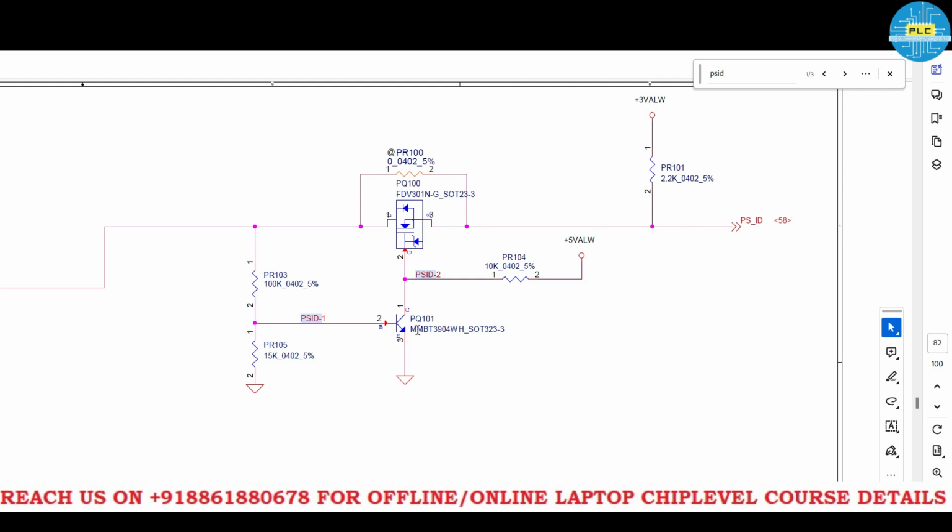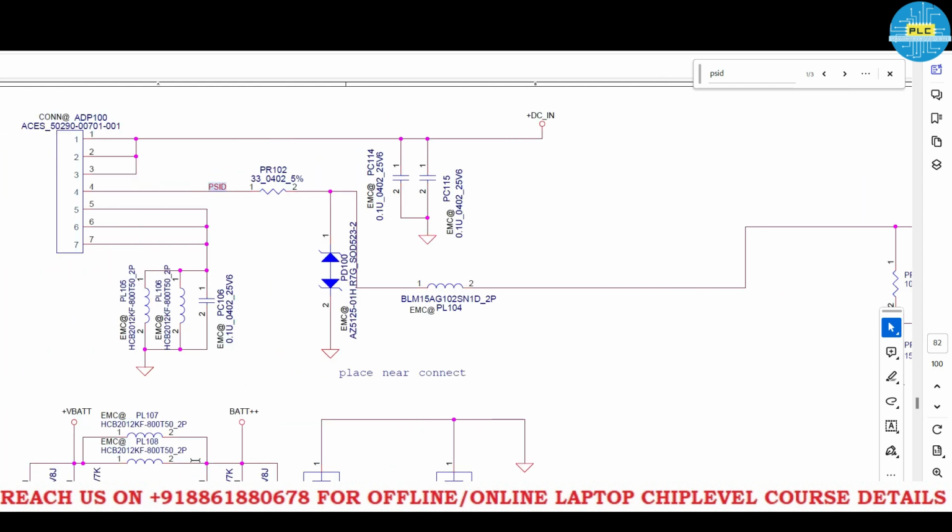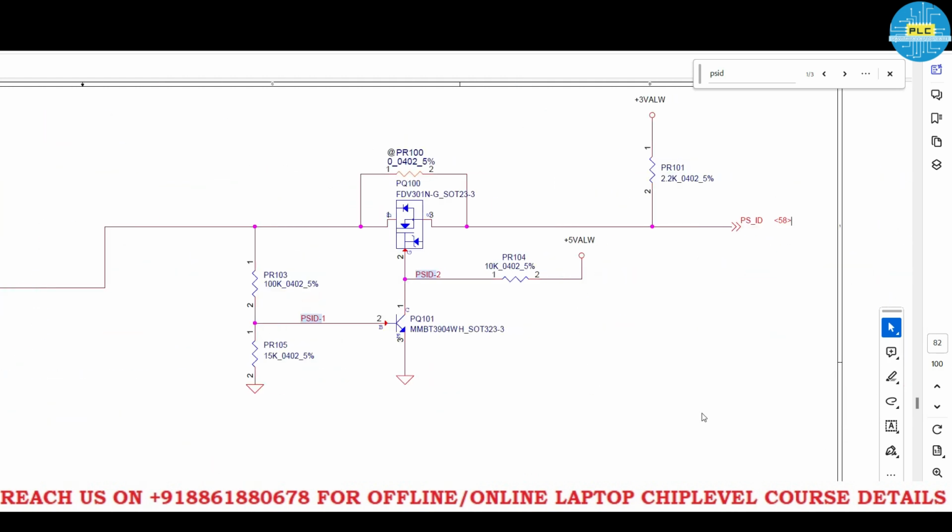Before doing this, you need to replace the adapter first, and you need to check this DC jack, whether the PSID is going to ground or getting shorted or not. Many people won't check the DC jack; they will replace all the components and finally they will come to us and tell us, see, these are the things we did. So that's the wrong method. First the adapter, second the DC jack, and finally these things that I suggested.